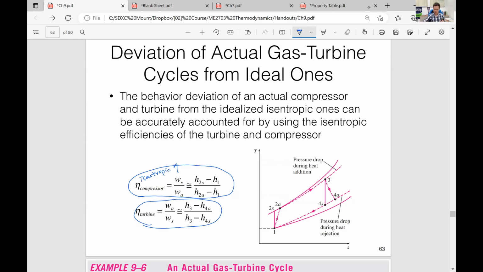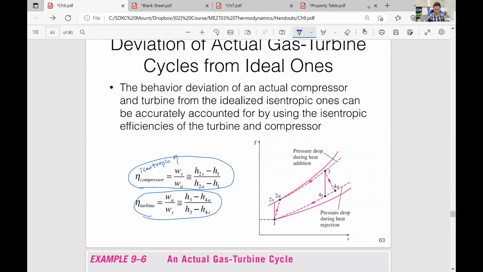Okay, so on a TS diagram, the isentropic one, this is isentropic compression. This is 2S. So S1 is the same as S2S, right? But the actual one will be a little bit different from the isentropic one. So this is 2A. So the process curves on a TS diagram will be a little bit off from the ideal one.